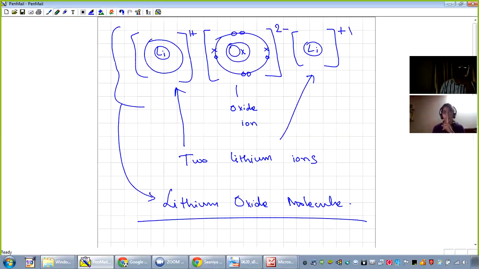Okay, one molecule of lithium oxide it is, and its formula is going to be Li2O. Got it? Yes. Second example.